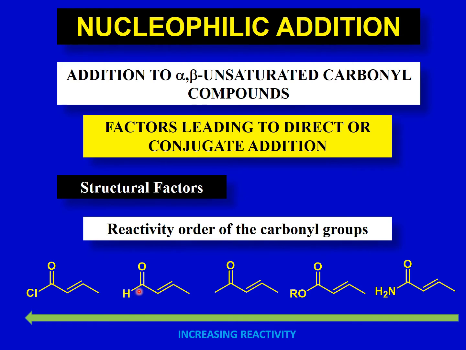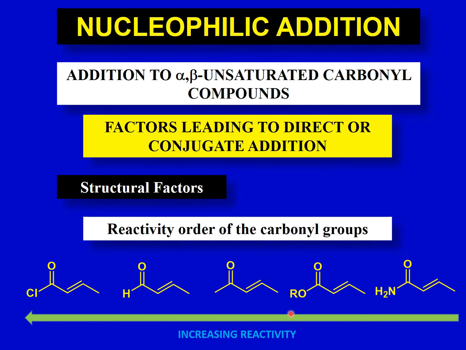Then comes the aldehyde. Aldehyde has a hydrogen on one side of the carbonyl, and so it does not have any electron donating or electron withdrawing effect. But when we move on to a ketone, it has an alkyl group, like a methyl group in this case on the left hand side, that donates electron density to the carbonyl carbon, making it less electrophilic and less reactive towards a nucleophile. So comparatively, aldehyde is more reactive as compared to a ketone.